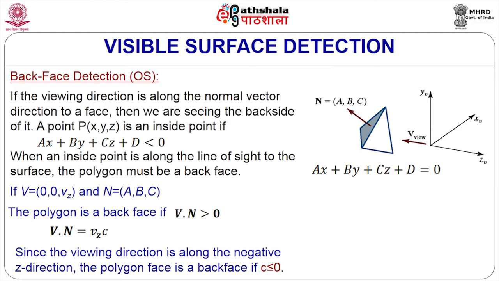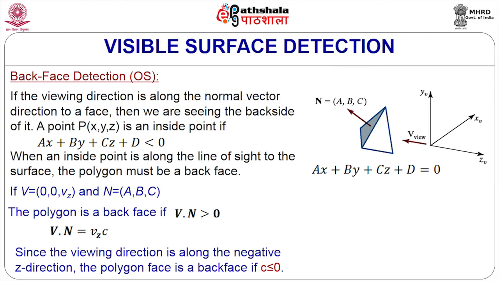So, when an inside point is along the line of sight to the surface, the polygon must be a back face. Observe that carefully. When an inside point is along the line of sight to the surface, the polygon must be a back face. Okay. So, we can define the normal vector components as ABC, because the equation of the plane is Ax plus By plus Cz plus D is equal to 0. So, the normal vector components are obviously ABC, and the viewing direction, as we know, is along the negative z direction if you use the right handed coordinate system.